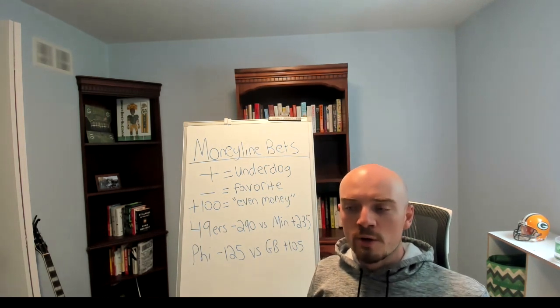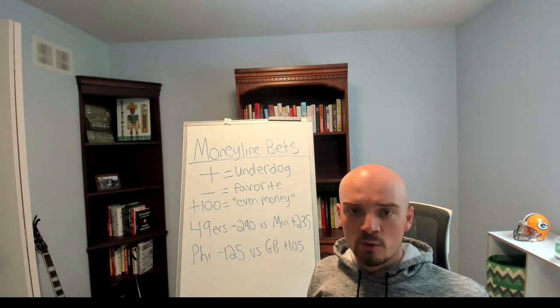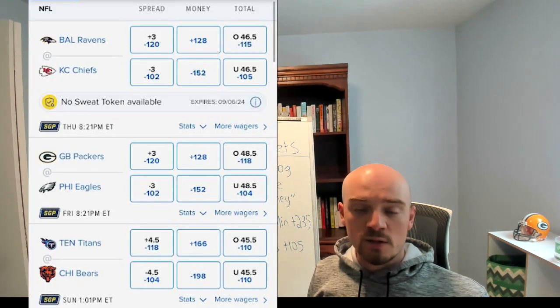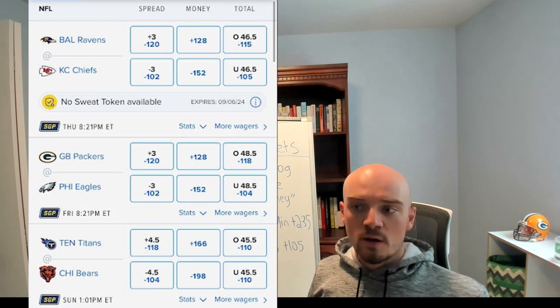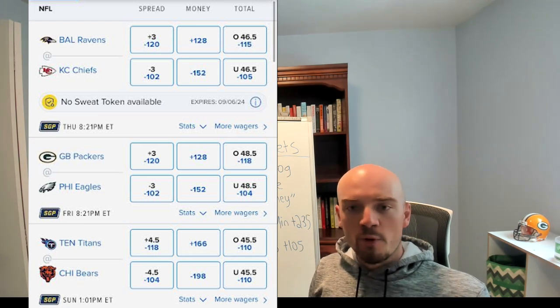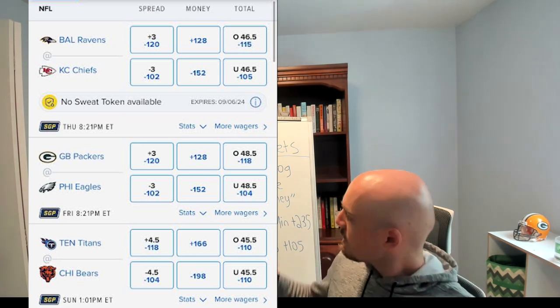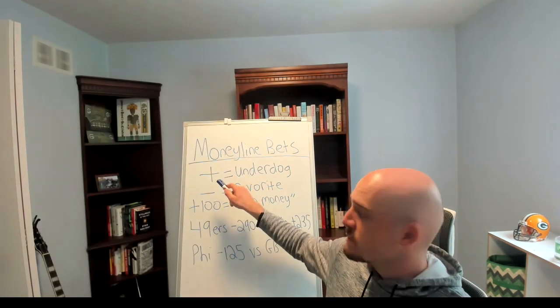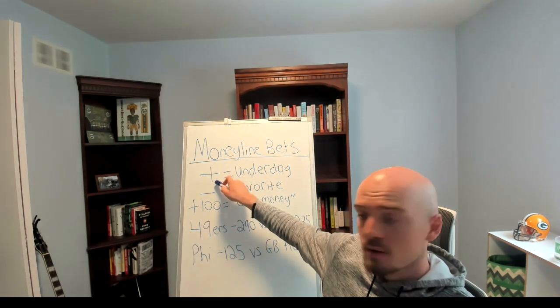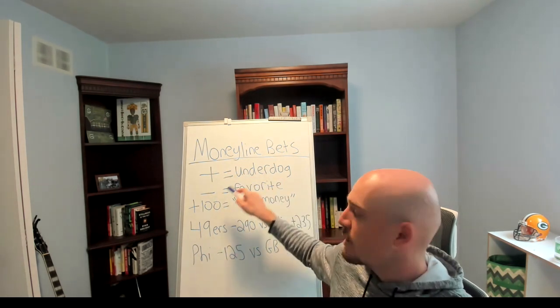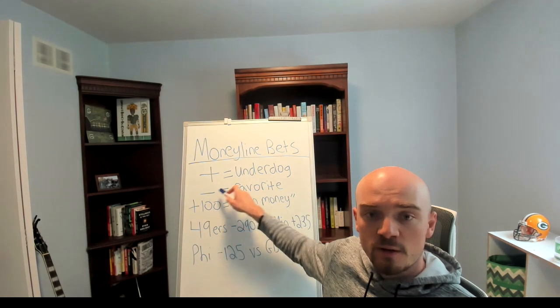When you're in a sports betting app like FanDuel or DraftKings, you'll see the names of two teams and then odds for both of those teams. When you're making moneyline bets, it's important to understand how those odds work in relationship to the bet. The team that has the plus in front of it is the underdog, whereas the team that has the minus in front of it is going to be the favorite.